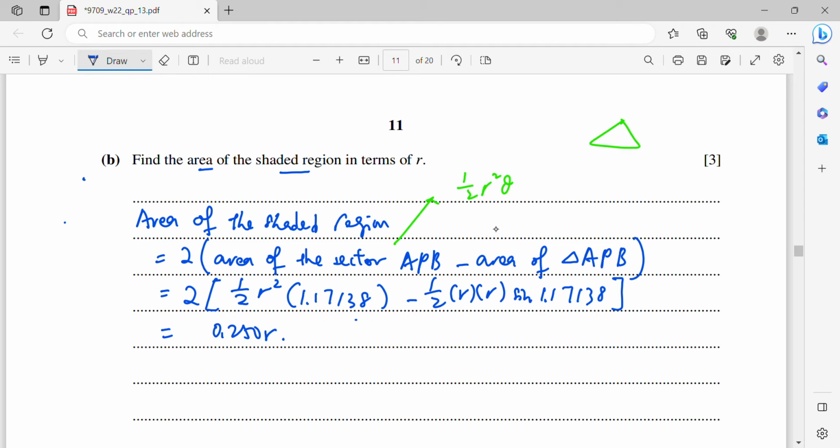Remember, when you need to calculate these values, the angle now is in radians. So make sure you change the mode of the calculator to radians before you do the calculation. So that's the solution for part B.